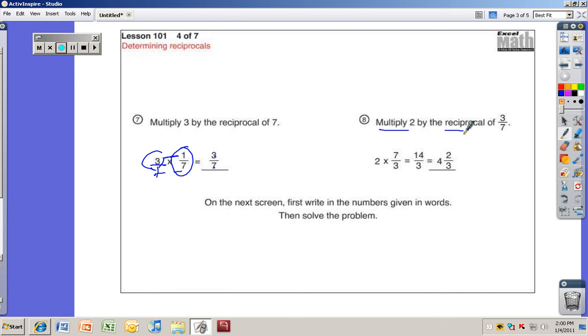Multiply 2 by the reciprocal of 3/7. The reciprocal of 3/7 is 7/3. 2 times 7 is 14. 1 times 3 is 3. 14/3 is equal to 4 2/3 because 3 goes into 14 4 times. 3 times 4 is 12. Remainder 2. 4 2/3.